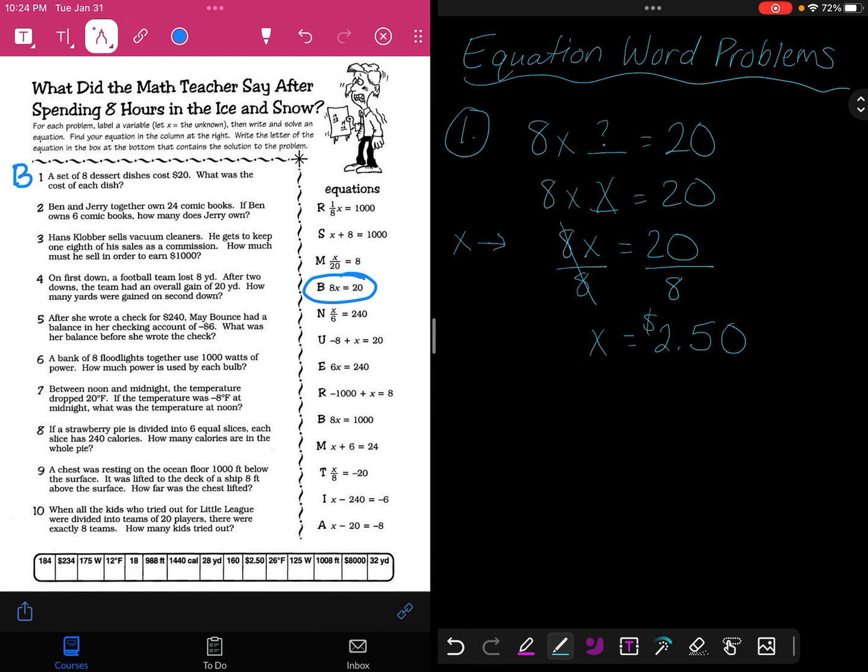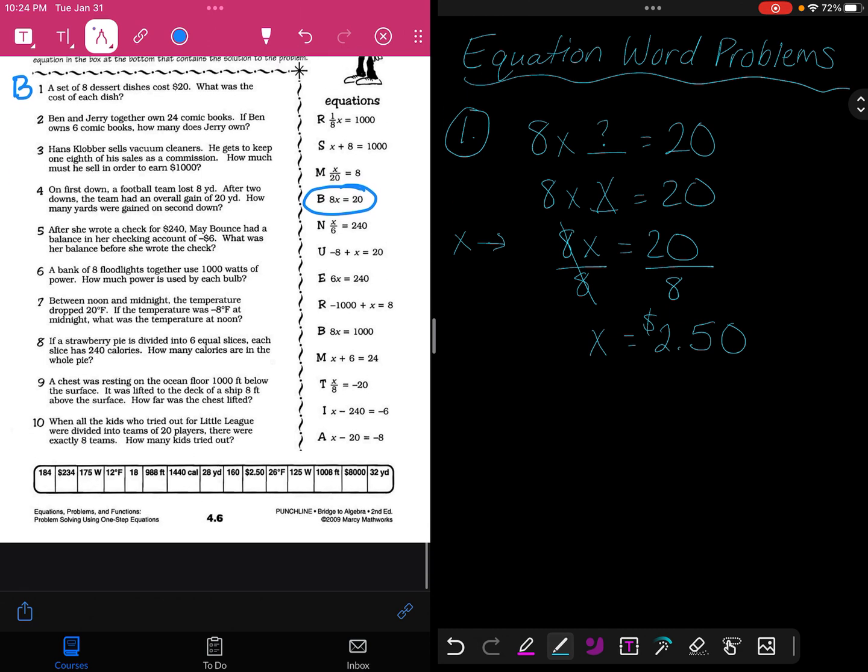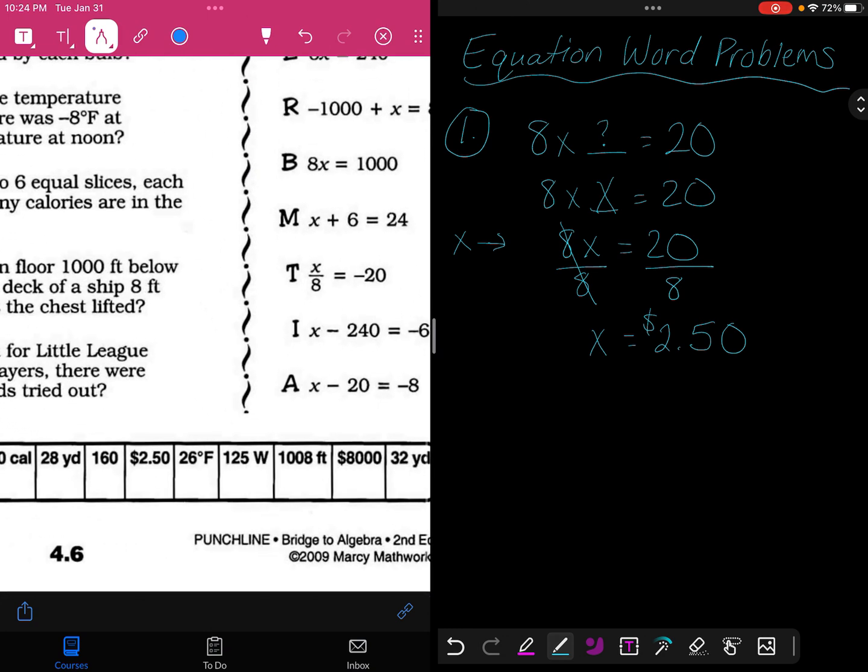And since we're talking about money, $2.50 is how much each plate would cost, each dish. So at the bottom, I'm looking for $2.50, which I see down here, and that is going to be, like we said earlier, letter B. So I'm going to write a B here.